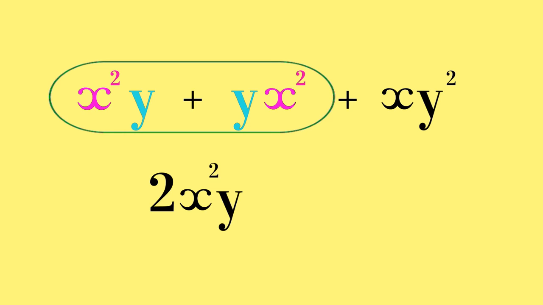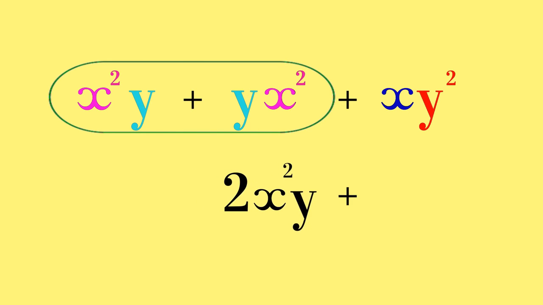However, xy squared cannot be added to either of the first two terms because although the variables are the same, they are raised to different powers. The x doesn't have a power and the y is squared. So the final simplified expression is 2x squared y add xy squared.